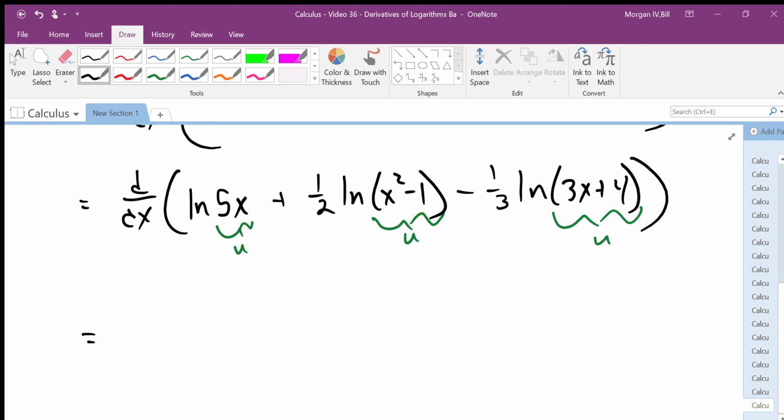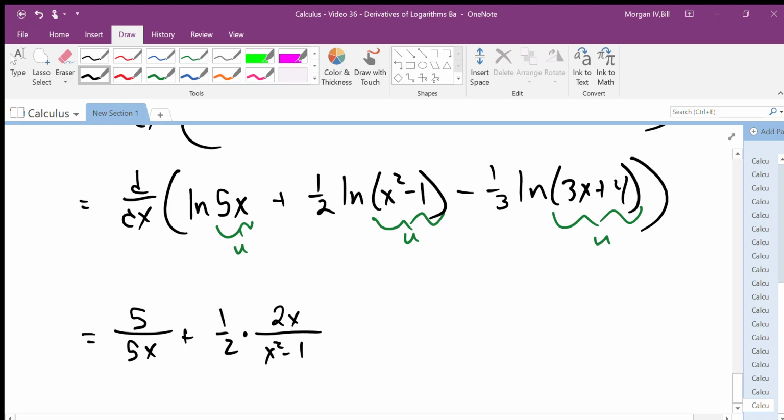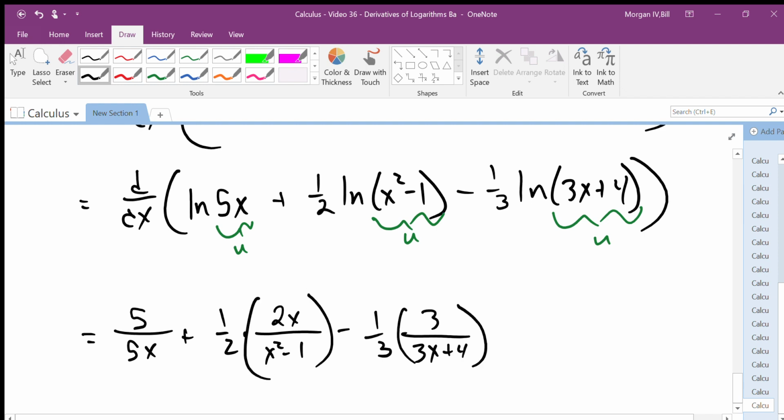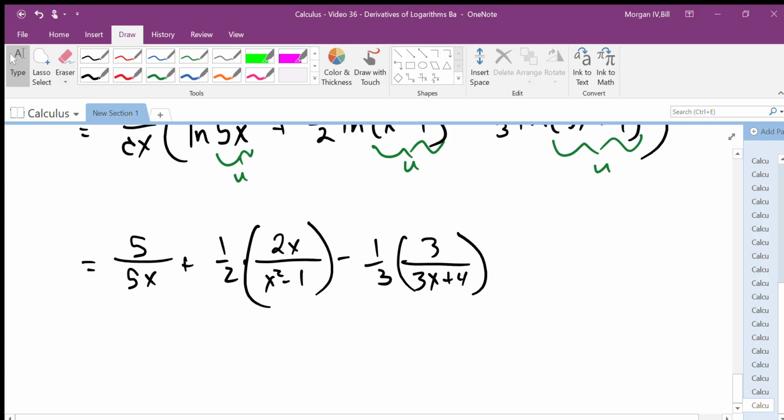The derivative of 5x is 5, so 5 over 5x. Plus, the 1/2 is just going to hang out front, and then it's u prime over u: x squared minus 1, its derivative is 2x, over x squared minus 1. Minus 1/3, 3x plus 4, the derivative is 3 over 3x plus 4, u prime over u. If you want to think about those in parentheses there. Okay, let's see if we can simplify.